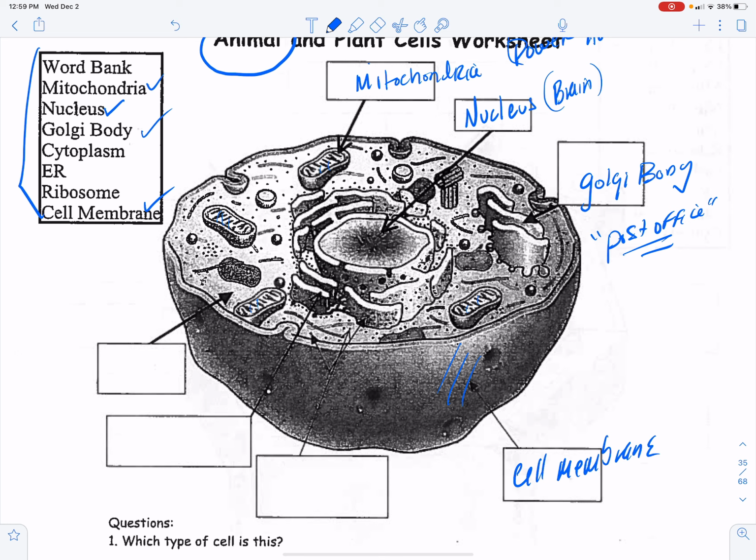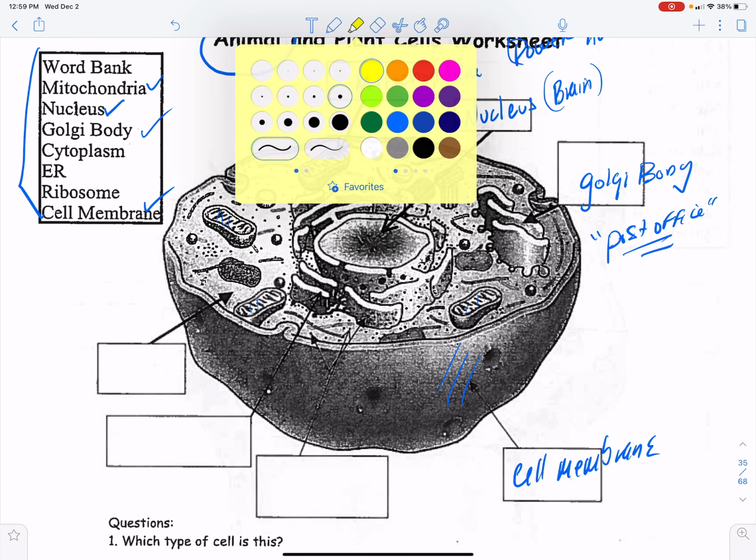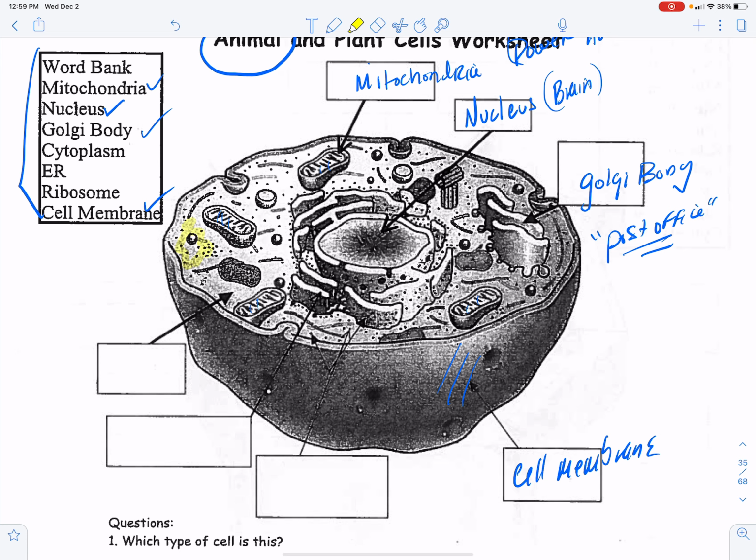We already hit Golgi. So I'm going to use a highlighter here. There's all this space in here, all over the place. This space here is the cytoplasm. It's like a liquidy background that everything floats in. Kind of think of it as like Jello.